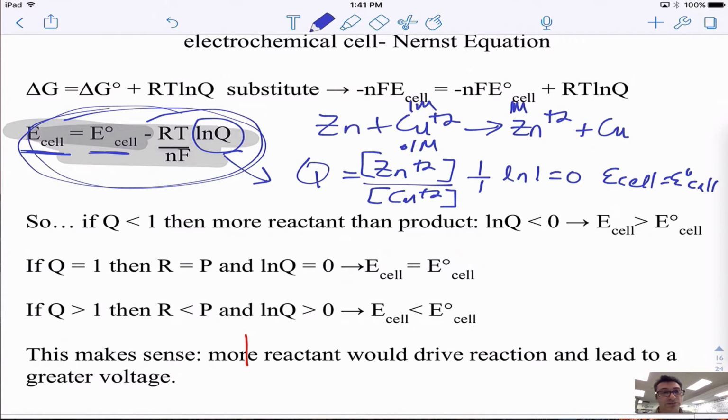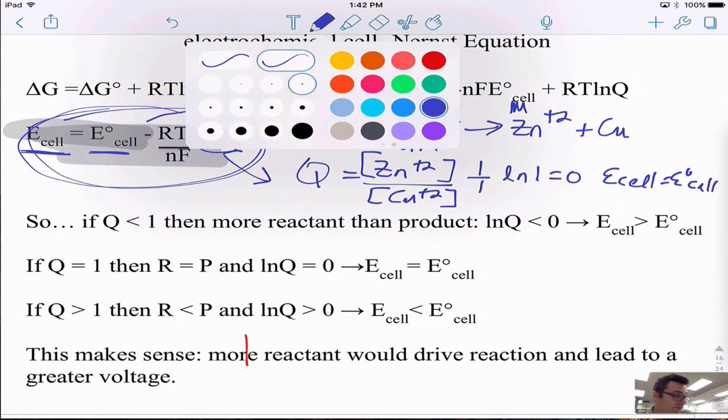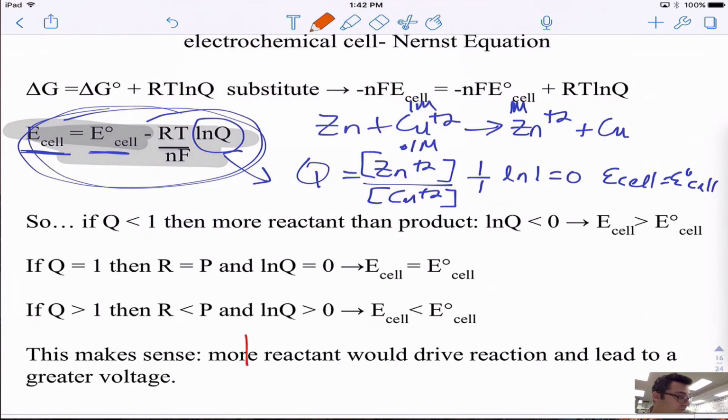So that would be the situation that would normally be happening. But now we have a new situation. We change the concentration of Cu to 0.1. Well, what's going to happen here? Now we would have the Q being equal to 1 over 0.1. And now this would really be 10. And so now you would have the natural log of 10, which would be a positive number. And we don't really need to calculate what that positive number is. The important thing is that we are subtracting a positive number from the cell voltage that normally is there. So the voltage is going to go down.